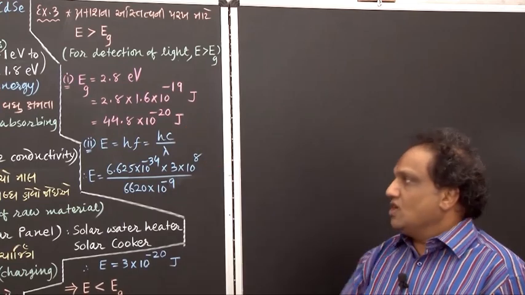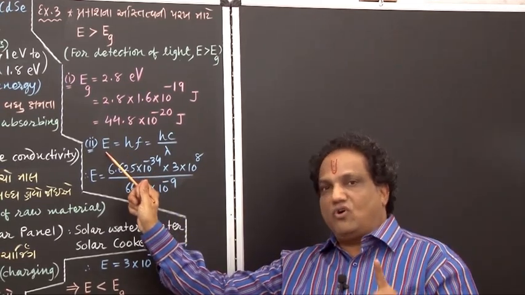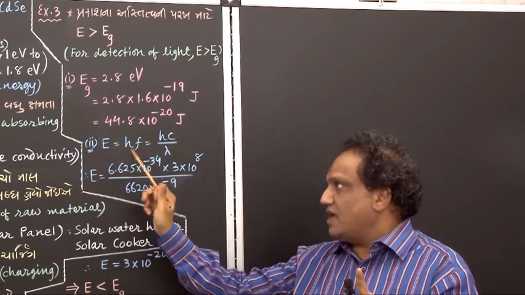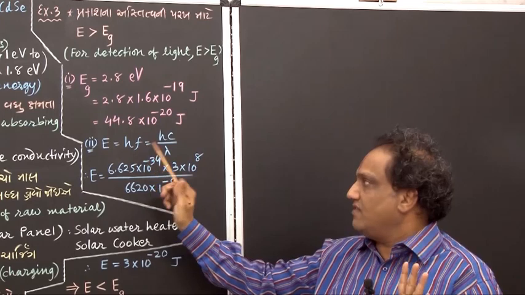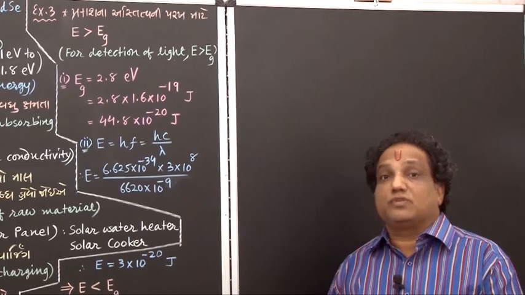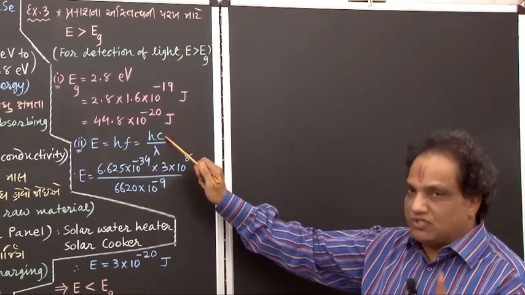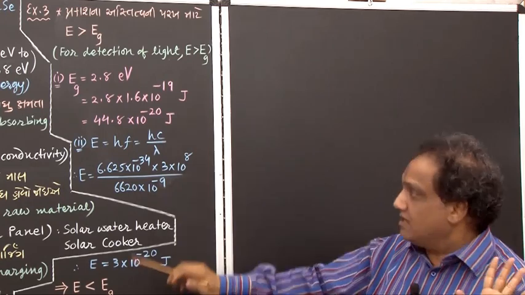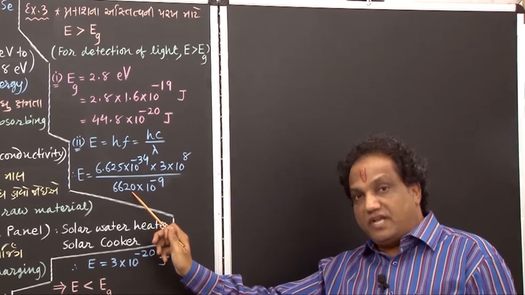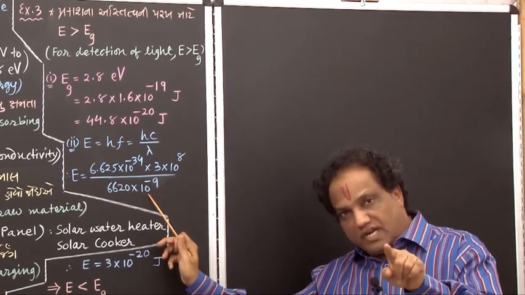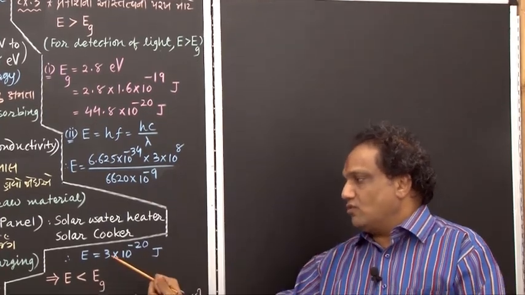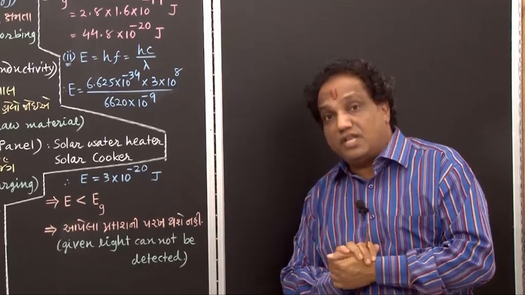That many joule. What about energy of photon of incident light? Energy of one photon of incident light is given by the formula E equals hf, where f is c upon lambda. What is h? Planck's constant, 6.625 into 10 raised to minus 34 joule second. c is the velocity of light in vacuum, 3 into 10 raised to 8 meter per second. This is the wavelength of incident light. You are given 6620 nanometer. Convert it into meter, multiply by 10 raised to minus 9. Now simplify. This value comes out to be 3 into 10 raised to minus 20 joule.